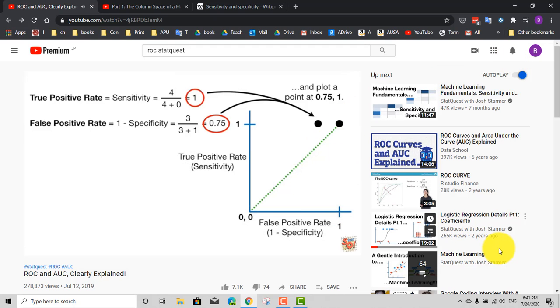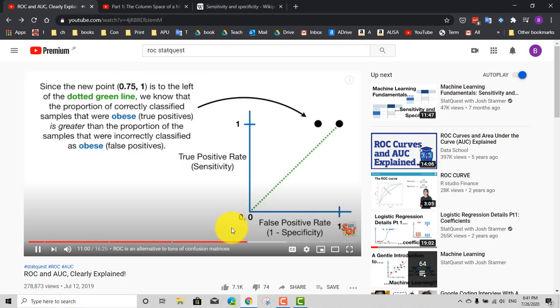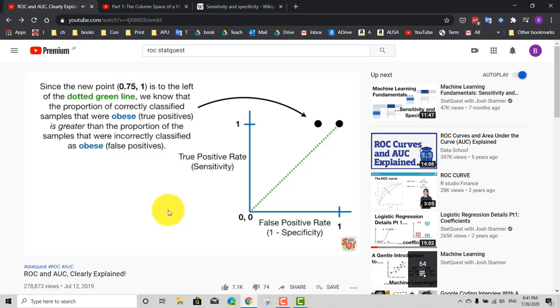And plot a point at 0.75, 1. Since the new point is to the left of the dotted green line, we know that the proportion of correctly classified samples that were obese is greater than the proportion of samples that were incorrectly classified as obese.